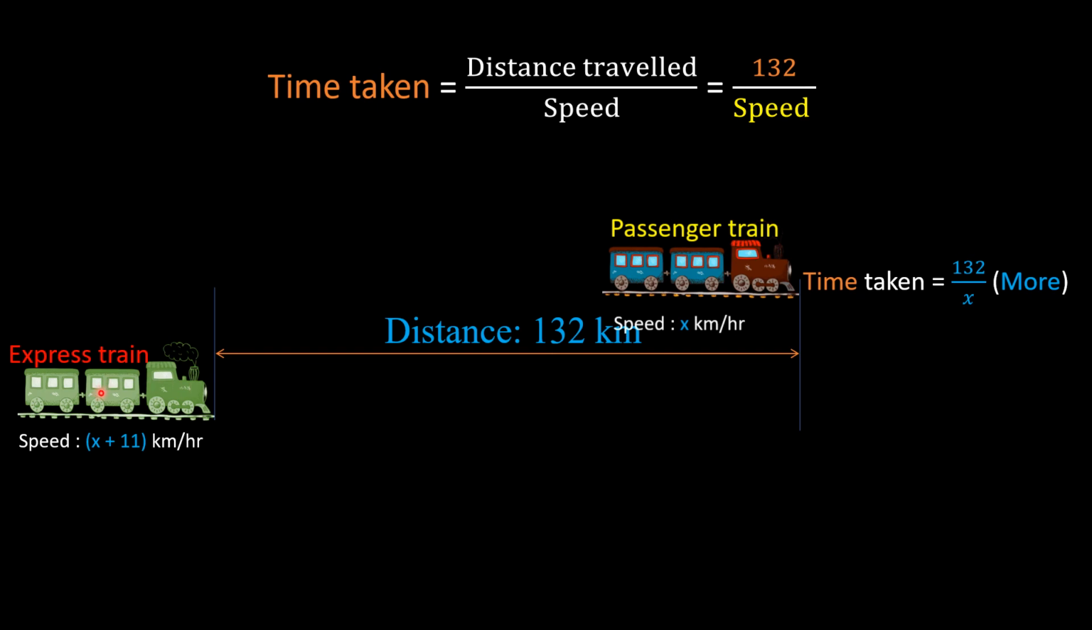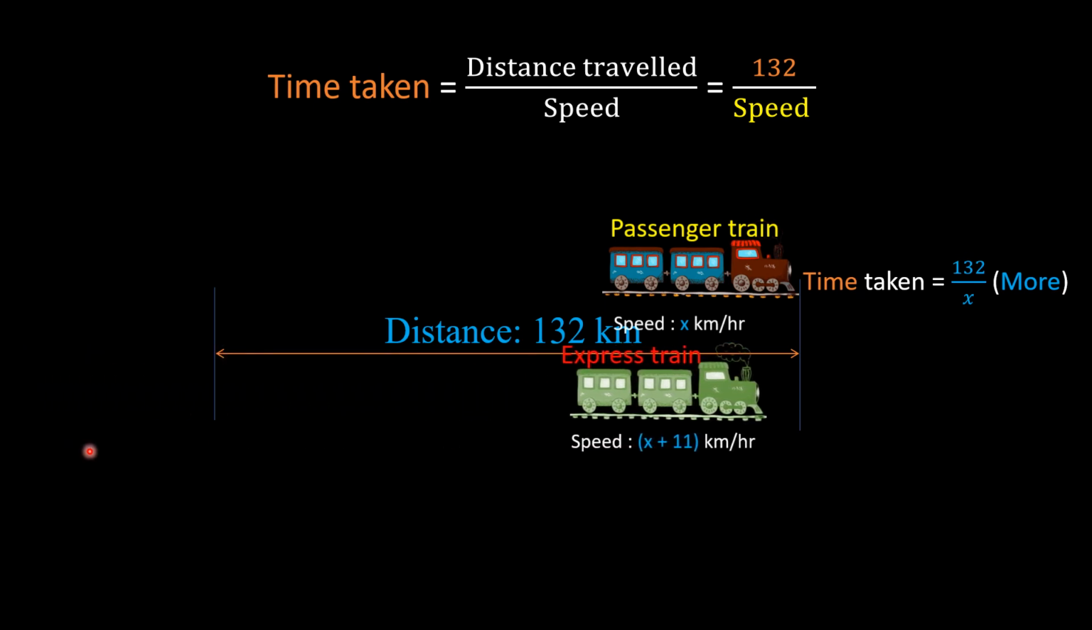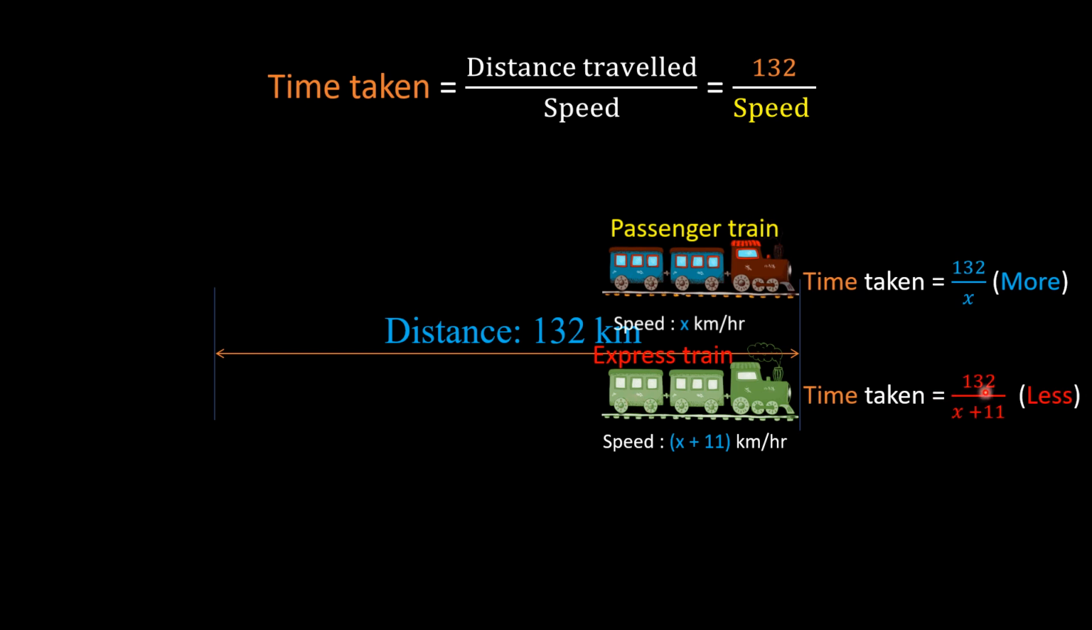Now the express train is a bit faster than the passenger train. Its speed is x plus 11 kilometers per hour. The express train is also covering the same distance of 132 kilometers, but at a faster speed. So the time taken by the express train at speed x plus 11 kilometers per hour to cover a distance of 132 kilometers will be 132 divided by x plus 11. It will be comparatively less than this time.